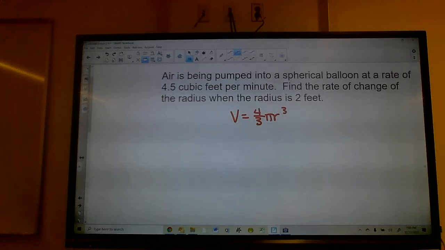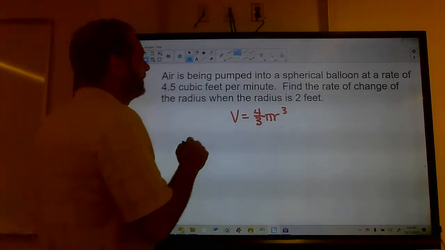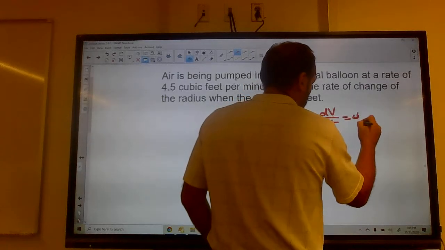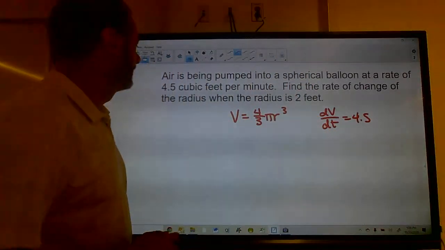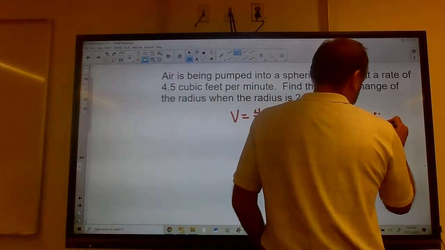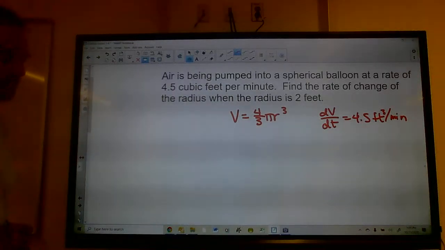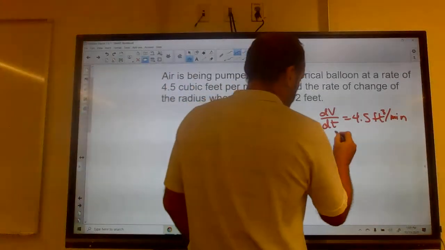Okay, other things that we know. We know that 4.5 cubic feet of air is being put in per minute. So that would be the rate of change of volume. So that would be dV/dt is 4.5 cubic feet per minute. We know that the radius r is 2.